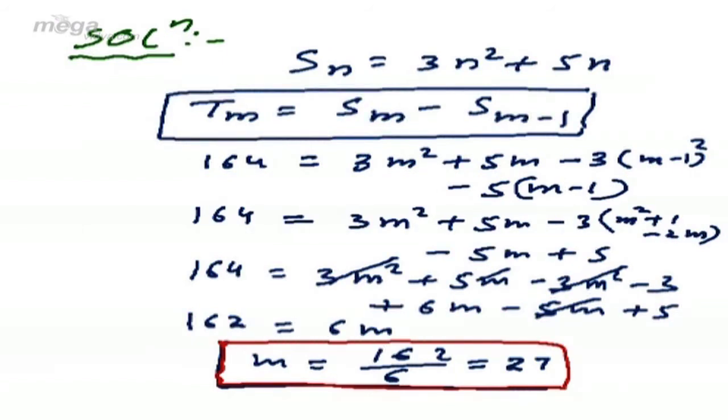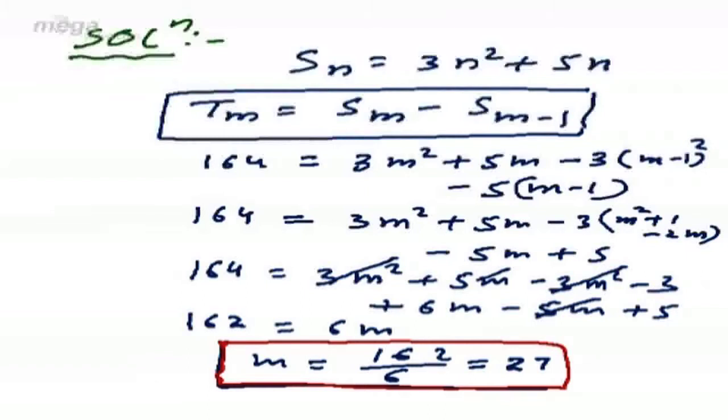It means Sn in the question is given, that is 3n square plus 5n, and the mth term is also given. But you already know, according to property number 2, Tm is equal to Sm minus S(m-1). Sm is 3m square plus 5m, and S(m-1) is 3 times (m minus 1) square minus 5 times (m minus 1). This is 164. Now we expand this.